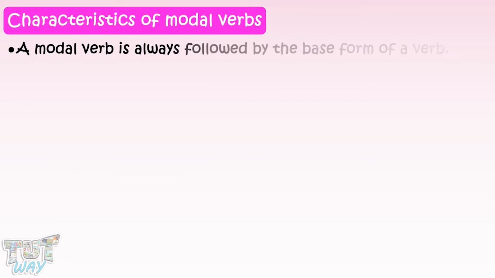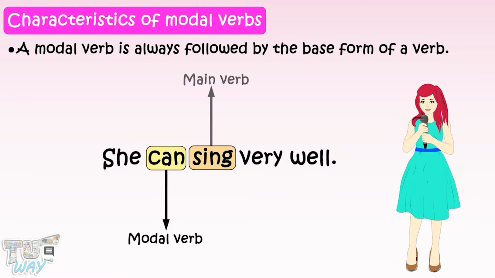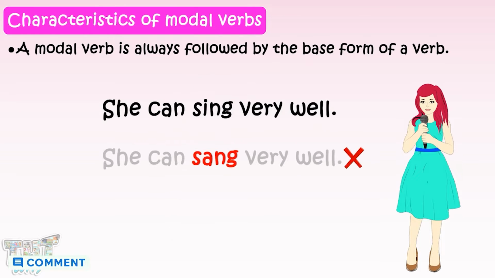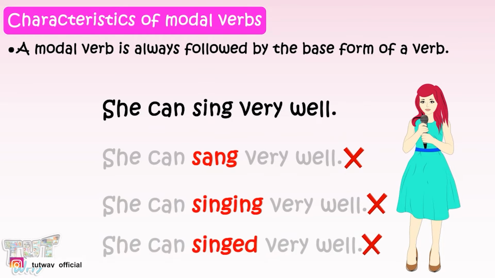A modal verb is always followed by the base form of a verb. For example, she can sing very well. Here, can is the modal verb, sing is the main verb, and it can never be she can sings very well, or she can singing very well, or she can singed very well, because a modal verb is always followed by the base form of a verb.